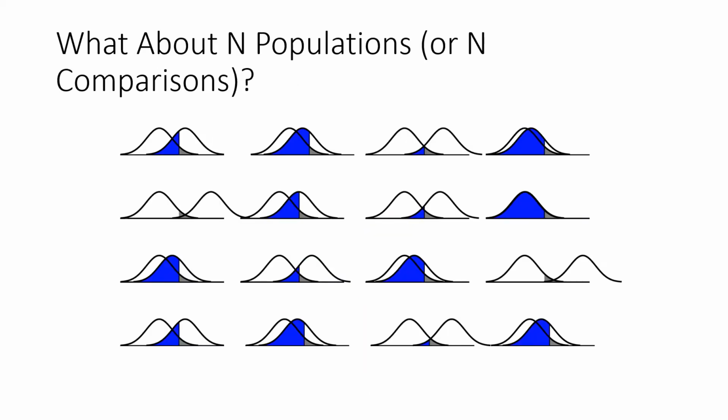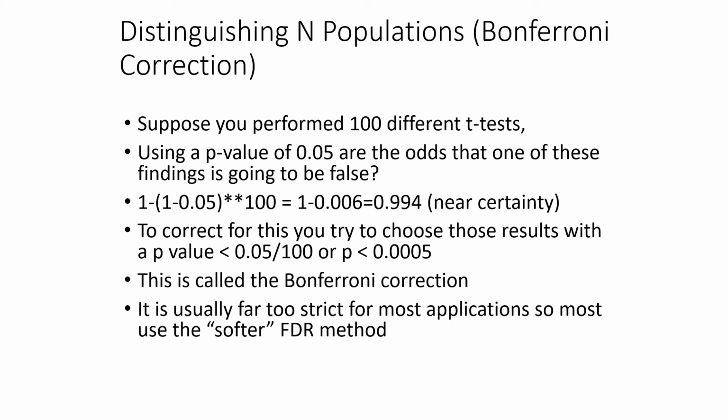ANOVA can also be applied to n populations, not just 3 or 4. We could have 100 populations or 100 comparisons. We could decide whether these overlap or don't overlap and how much they do. So when we start doing multiple pairwise comparisons, we can run into certain problems.